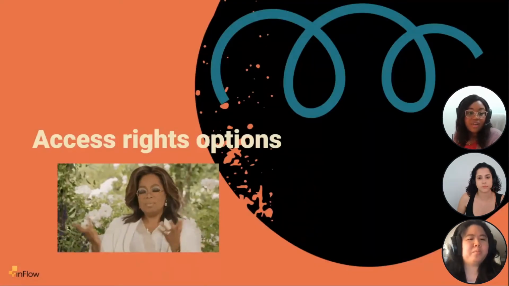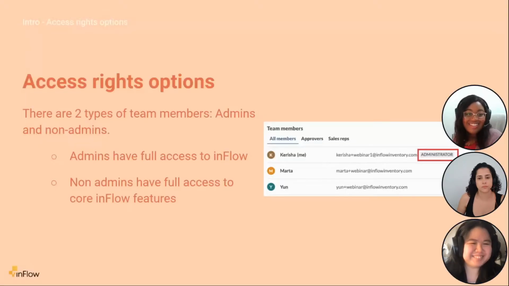So, what are the different access right options? The two basic ones are admins and non-admins. A non-admin user has full access to most parts of inFlow, but there are certain areas only administrators have access to, and that includes billing and setting up integration. By billing, I mean billing your inFlow account and managing the team members on your account, which is adding and removing, or even creating new admins.